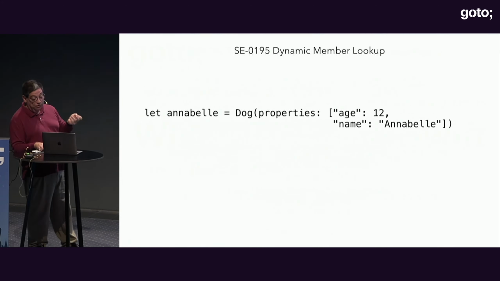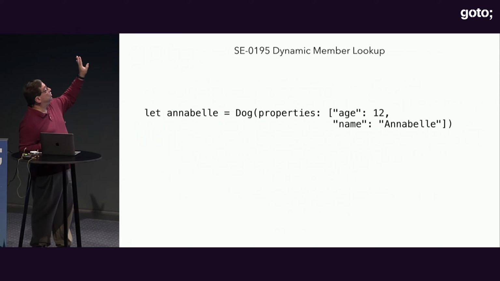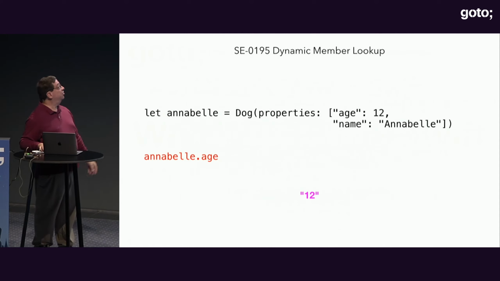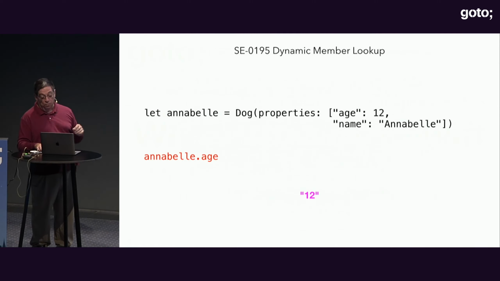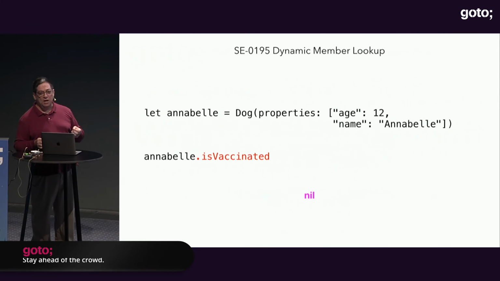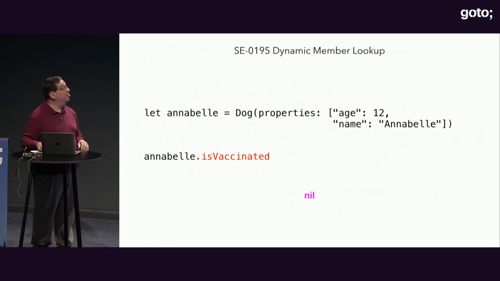So if I create an instance of my dog, Annabelle, now the dog takes these key value pairs. So Annabelle is a dog where the properties are her age is 12, her name is Annabelle. And so if I ask for Annabelle's age, dynamic member lookup works great. If I ask for her name, it works great. If I ask if she's vaccinated, that's not one of the properties. It returns an optional, it returns nil. But this turns talking to these Swift classes, to these Swift types, to be done a lot like we talk to Python objects. And so it makes it easy for us to work across languages. So that's dynamic member lookup.